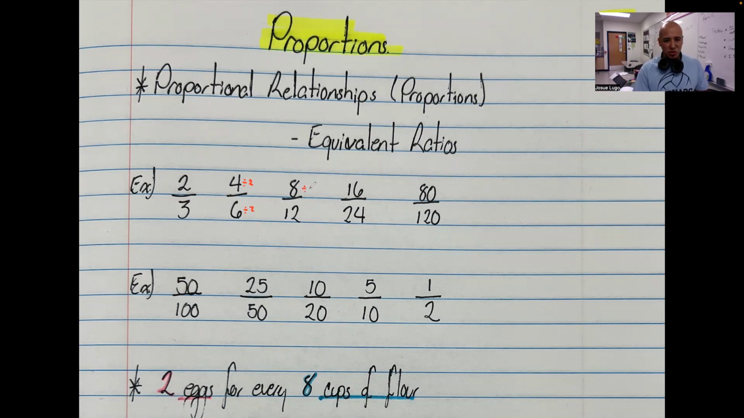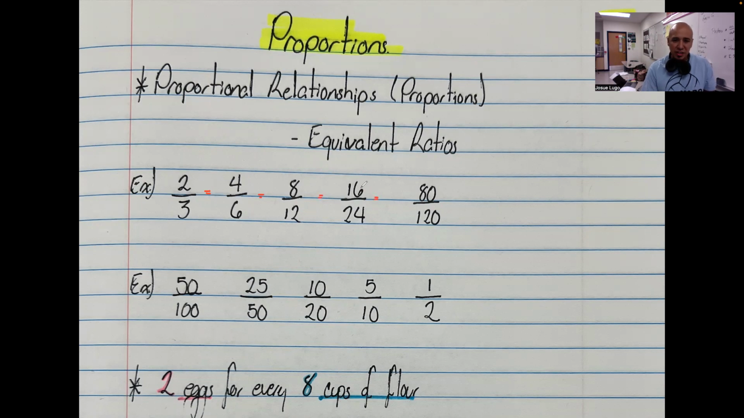8/12, if I divide 8 and 12 each by 4, that's going to give me 2/3. And then 16, if I divide 16 by 8 and I divide 24 by 8, that again, 16 divided by 8 will give me 2, 24 divided by 8 will give me 3. And similarly over here, 80 divided by 40 will give me 2, and 120 divided by 40 will give me 3. And that will be the simplest form of that fraction. So they're all equivalent to 2/3, which makes each of these fractions equivalent to each other.